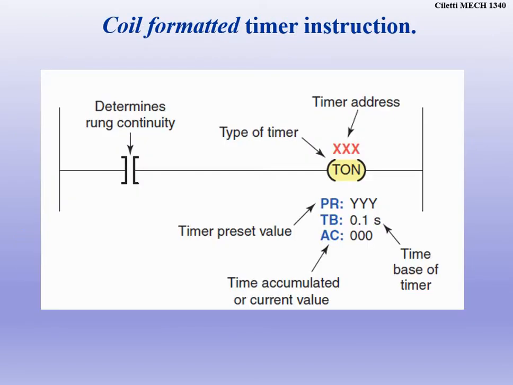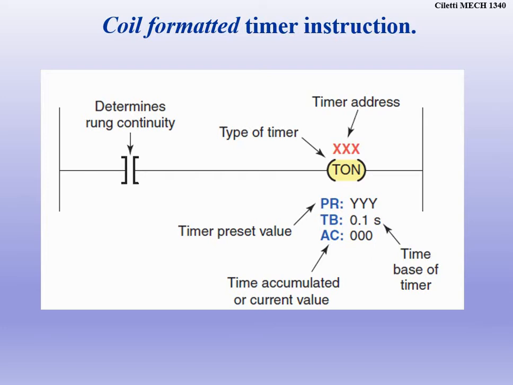This is Allen Bradley and how we set up the timer here. We have our normally open, normally closed contactor. That's our switch. We have our different type of timer there, so our time on delay timer. And then we have our timer address. So for us, T0, T1, T2, that's how we use it in Siemens.